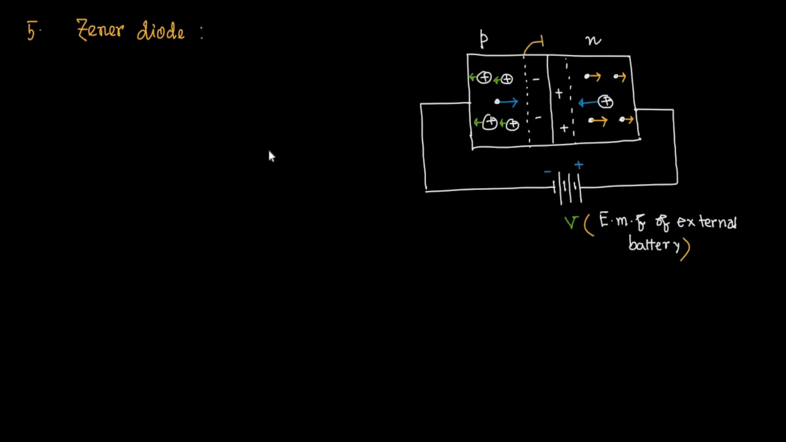Also, you can denote the EMF of a fictitious battery. This is an imaginary battery having a negative terminal and a positive terminal, and the EMF of this battery is VB, which is the potential difference. VB is the potential barrier.